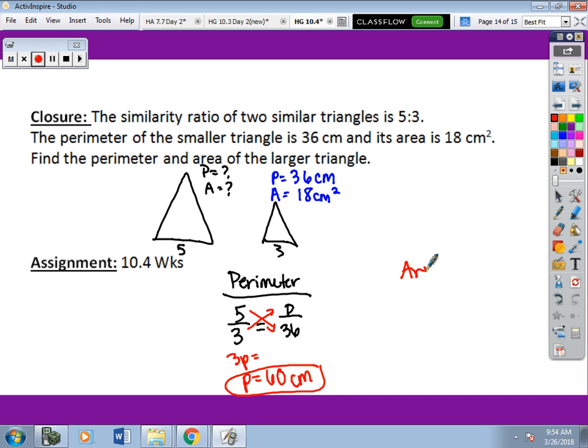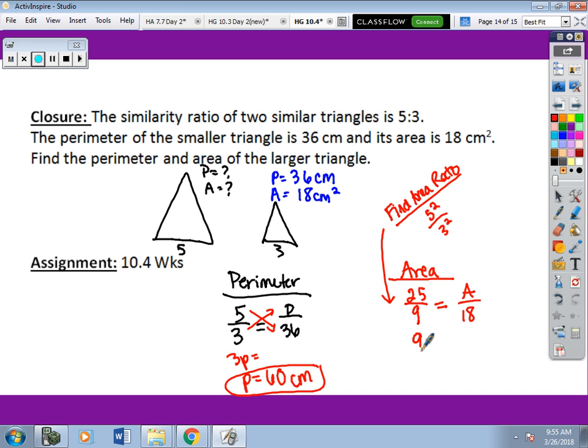And for the area, be careful, we should not be doing 5/3. You have to find the area ratio, which would be 5 squared over 3 squared. So that's 25/9 equals A/18. And we will cross multiply here, and we should get 50 square centimeters.